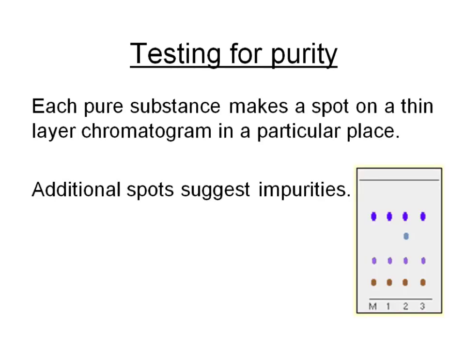An alternative method to test for purity is to use chromatography. Each substance will have its own particular pattern of spots, and additional spots suggest impurities. So if M here was our pure medicine, we could see that samples 1 and 3, because they have the same pattern of spots, are the same substance and therefore are the pure drug, whereas sample 2 has this additional spot suggesting an impurity.